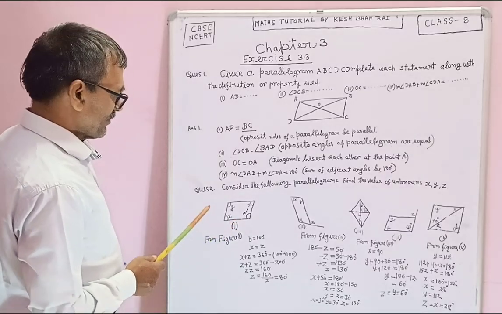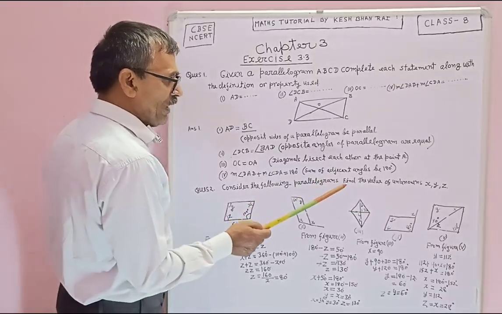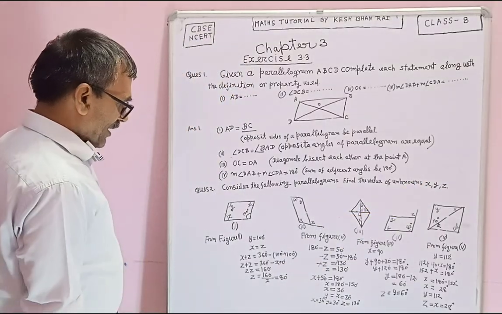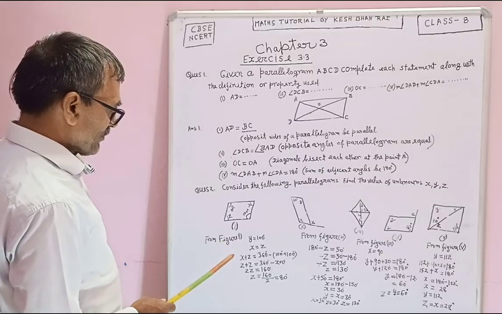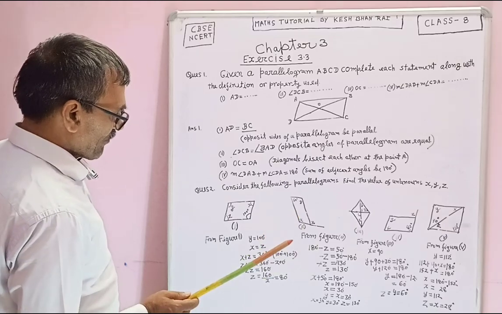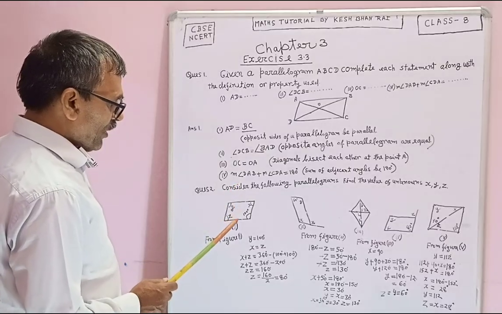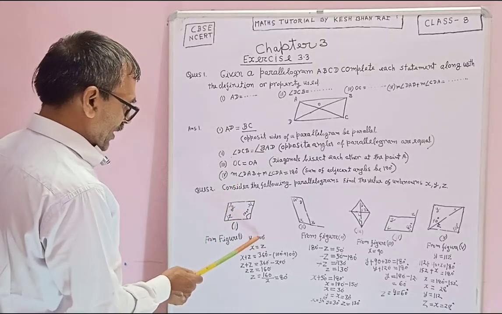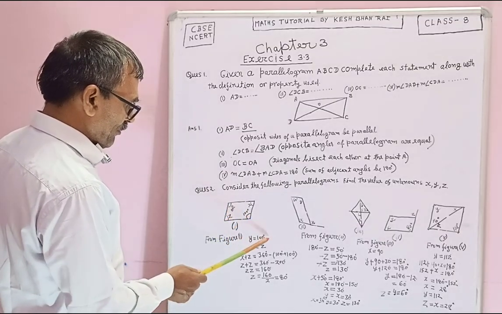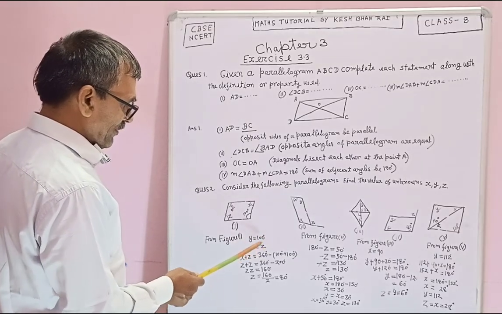Question number 2. Consider the following parallelograms. Find values of unknowns x, y and z. Here, in the first parallelogram, x, y and z are unknown values and one angle of 100 degrees is given. So y is equal to 100 because opposite angles of a parallelogram are equal. And x is equal to z by the same property.